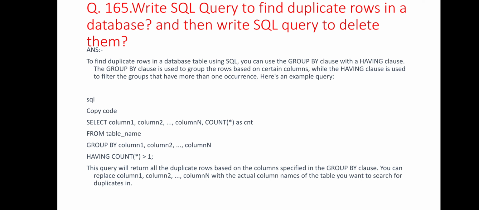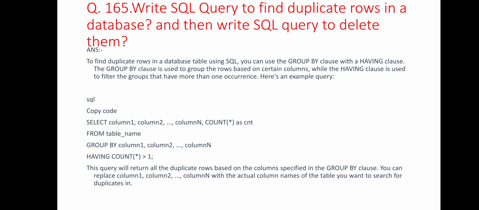To find duplicate rows in a database table using SQL, you can use the group by clause with the having clause. The group by clause is used to group the rows based on certain columns, while the having clause is used to filter the groups that have more than one occurrence. Here is an example of a query.